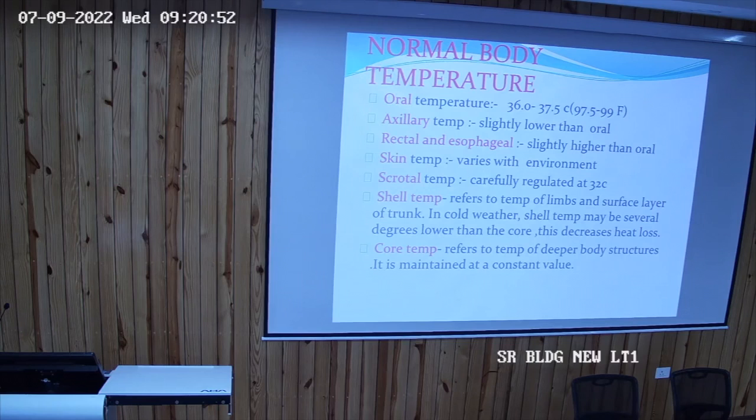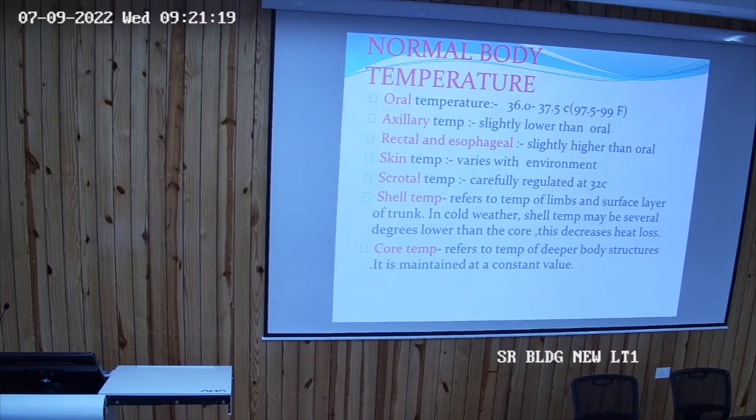Next is axillary temperature, slightly lower than the oral temperature. How much slightly lower? 0.5 degree centigrade, or 1 degree Fahrenheit. That will be the difference between the oral and the axillary temperature. Rectal and pigeon are slightly higher, similarly 0.5 degree higher or 1 degree Fahrenheit higher. Skin temperature varies with environment.